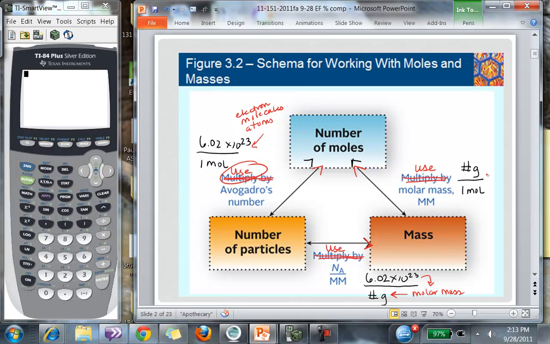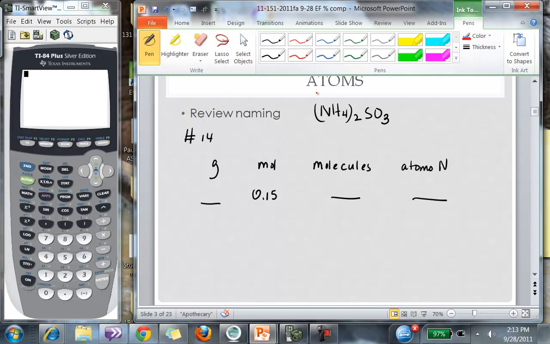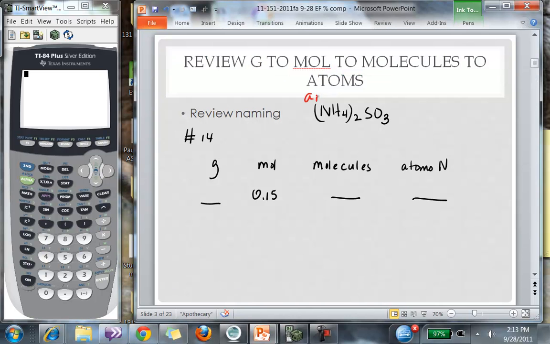So, I'm going to take a look at an example of a problem that will be similar to the one that I think is number 14. And I've chosen to use ammonium sulfite. In order to convert moles back into grams, I will need to know the molar mass of ammonium sulfite.